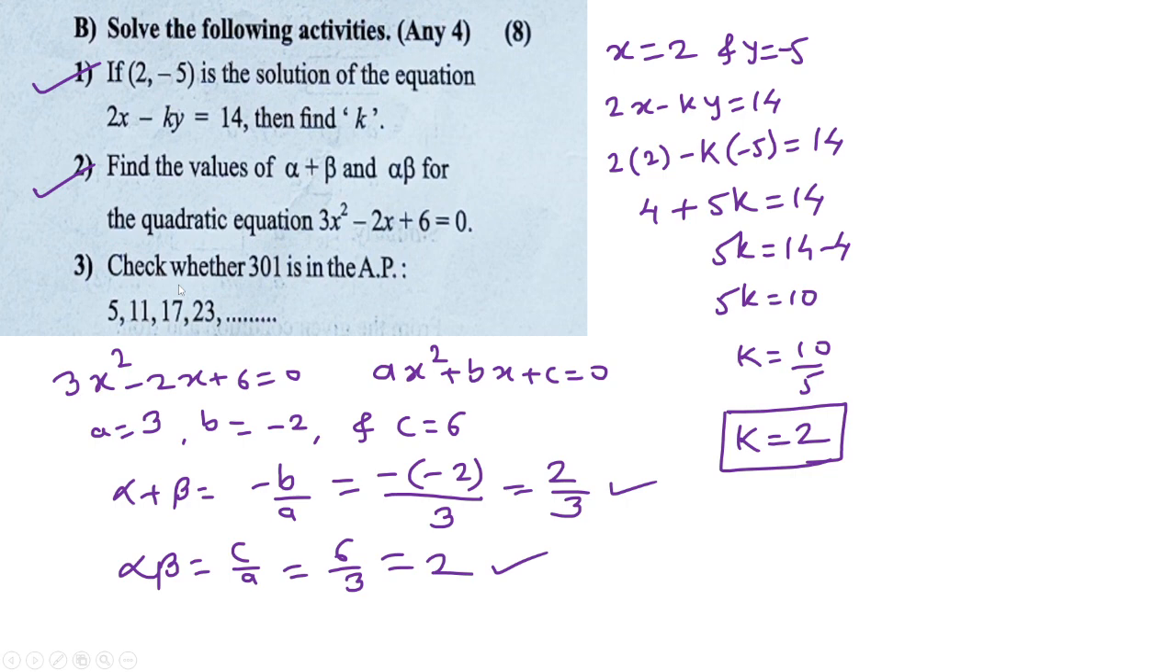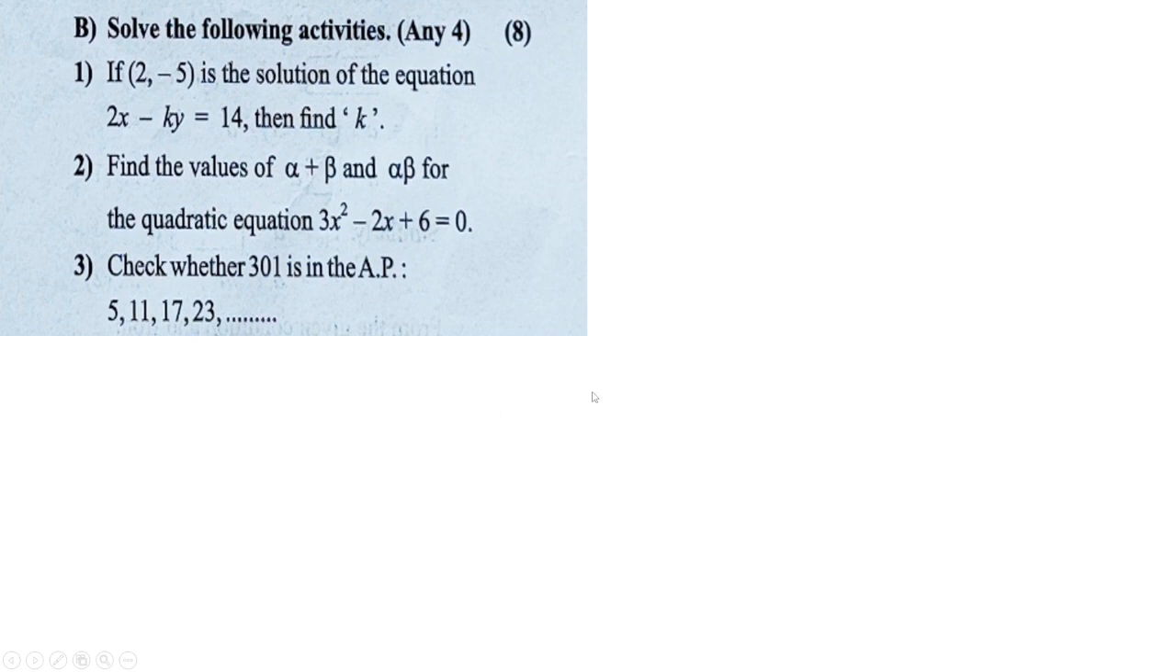Now you have to check whether 301 is in the arithmetic progression or not: 5, 11, 17, 23 and so on. I am going to solve the same question here on the same PPT. Therefore, firstly I have to erase all the ink on the slide. Now question number 3. Tn is given as 301 and here is a question mark whether this 301 is appearing in the arithmetic progression. Therefore question mark is there.